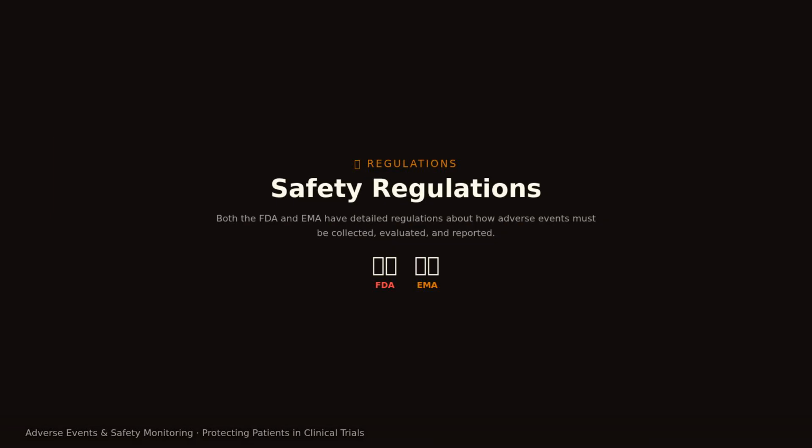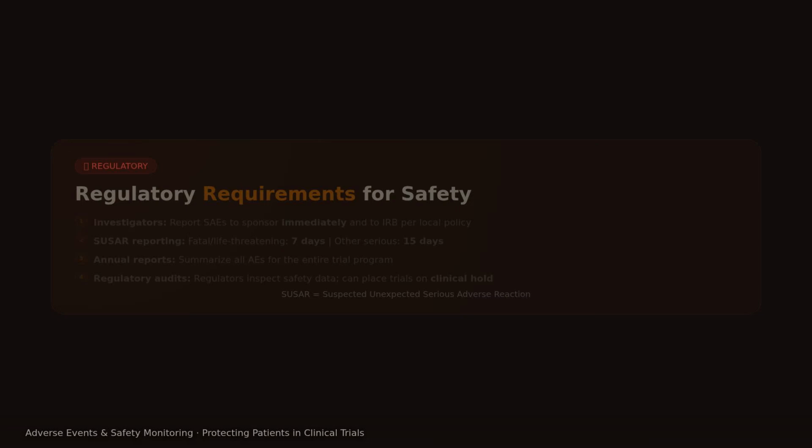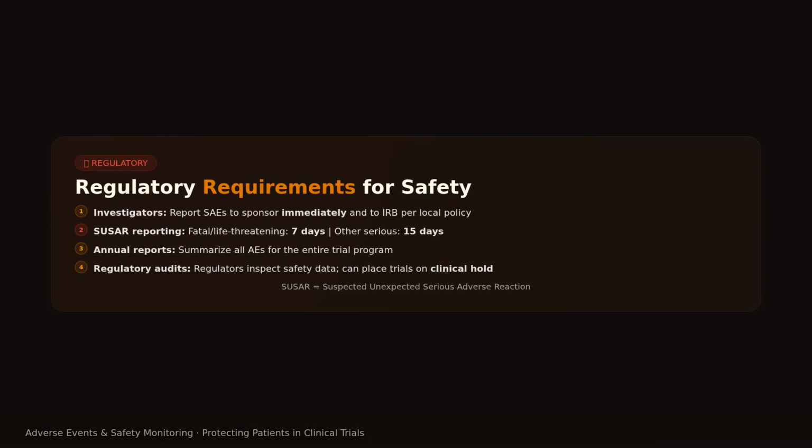Safety monitoring is governed by strict regulatory requirements. Both the FDA and EMA have detailed regulations about how adverse events must be collected, evaluated, and reported. These regulations exist because the system must catch safety signals early, before they affect large numbers of patients. Regulatory requirements for safety reporting are extensive.